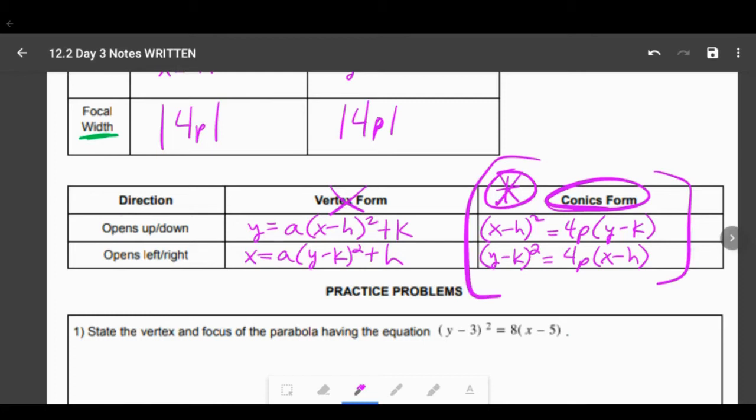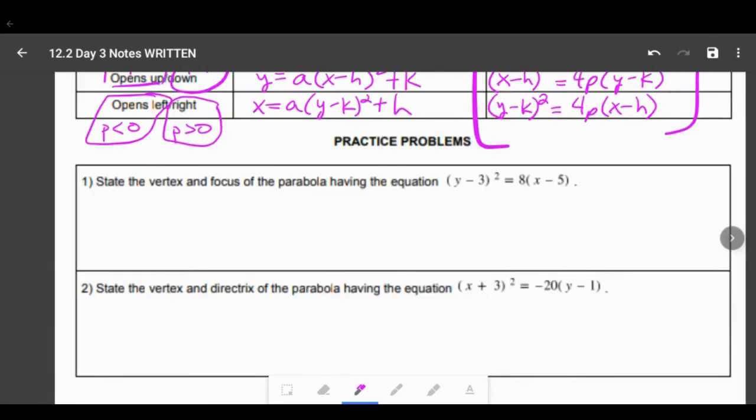It's going to open up if p is greater than 0. It's going to open down if p is less than 0, right? That just means if p is positive, it opens up. If p is negative, it's going to open down, okay? Now, the other one that you can see is, well, how do you know if it opens left? Well, if p is less than 0, it's going to open left. If p is greater than 0, it's going to open right, as long as the y quantity is squared.